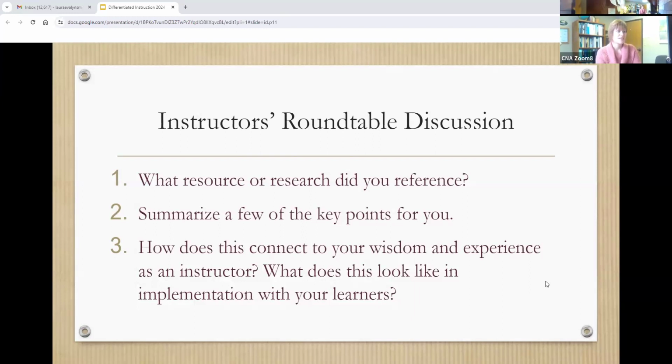So the questions here are, what research or resource did you reference? Any key points, and how does this look with your students? Who else would have some thoughts to share on this?